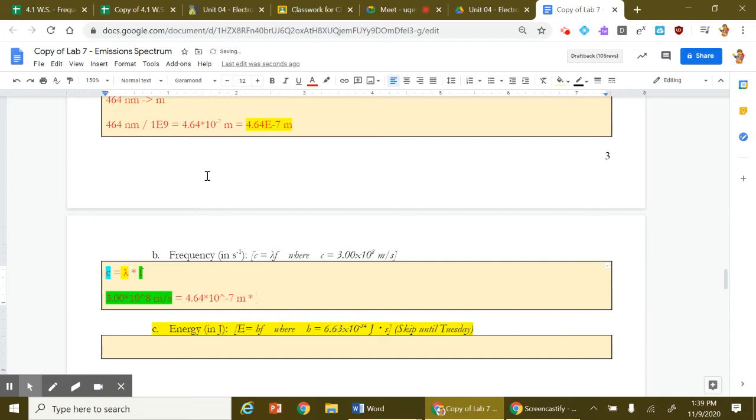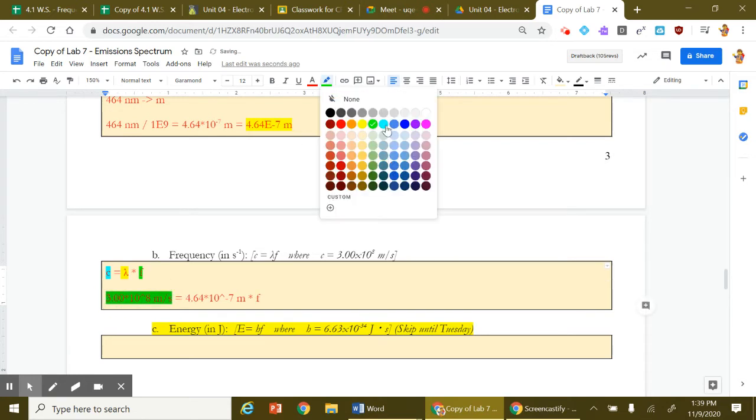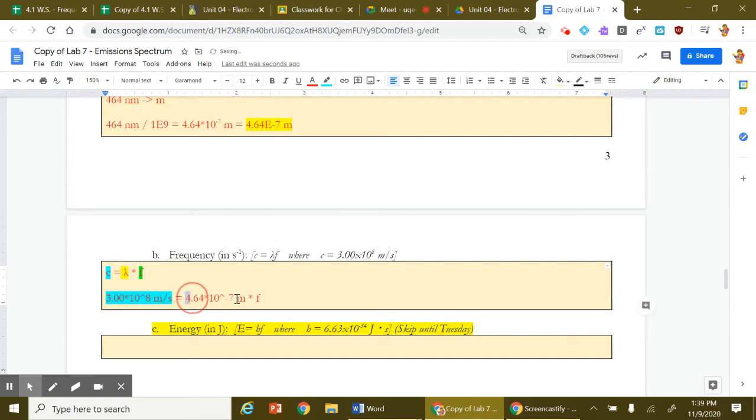And that's going to be times the frequency. So we're looking for this frequency. Let me make sure all the colors line up. All right, so here we go. We're just calculating the frequency now. Now I'm going to pause this real quick and come back to it.